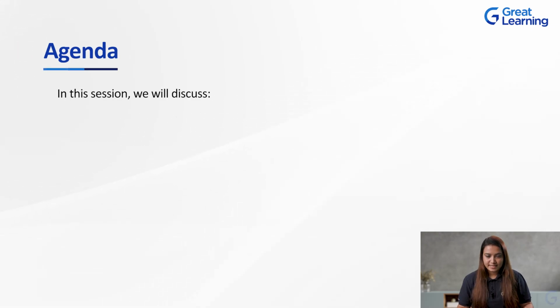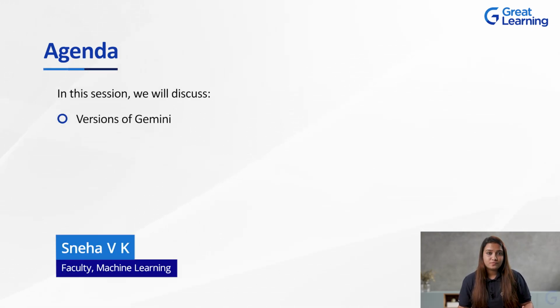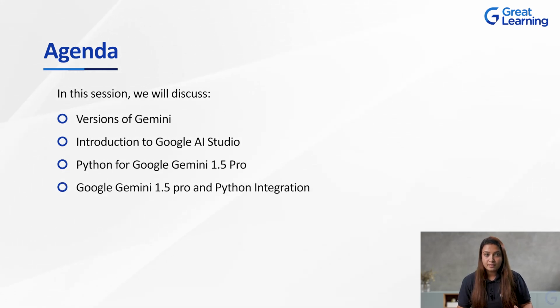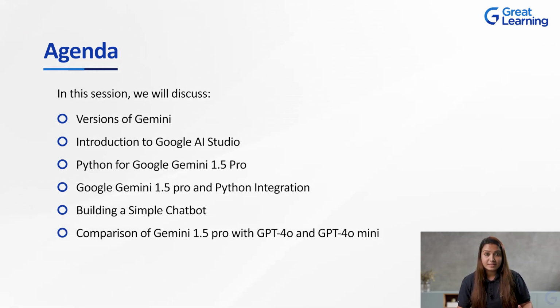Now, let's see the agenda for this section. First, we will understand various versions of Google Gemini. Then, we will understand what is Google AI Studio, its interface, and execute a few prompts. Later, we will explore the integration between Python and Google Gemini 1.5 Pro. Then, we will also include a demonstration of a simple chatbot. Then, at last, we will compare three different platforms. The first one, Google Gemini 1.5 Pro, and GPT 4o, then 4o Mini, right? Why wait? Let's quickly start with the first topic, versions of Gemini.